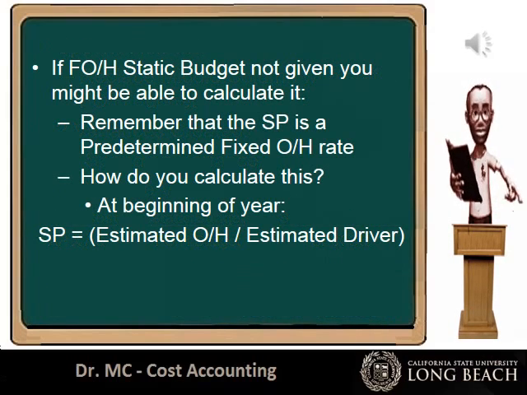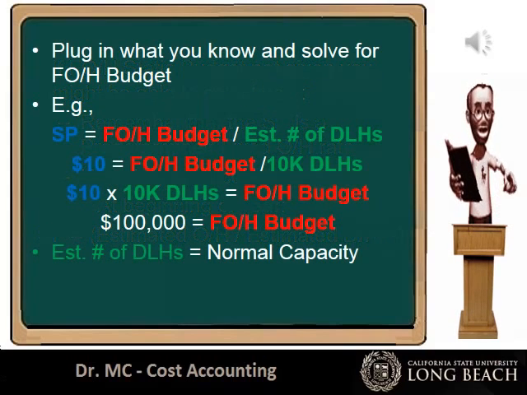A problem may not expressly give you the static fixed overhead budget. Instead, it may give you enough information for you to figure out the static fixed overhead budget amount. In order to do this, you need to remember that the standard price is the predetermined fixed overhead application rate. It was calculated by dividing the estimated fixed overhead by the estimated driver. You should remember the formula that you use to calculate the predetermined fixed overhead rate and plug in the information that you have been given. Then you should solve for the amount of the estimated fixed overhead.